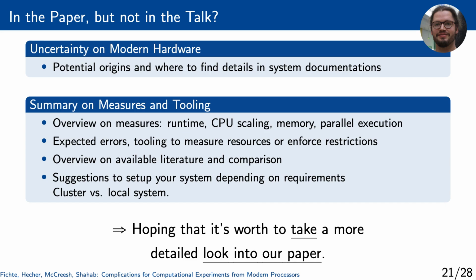In the paper, we provide insights beyond these two simple experiments. We state potential origins and where to find details in system documentation, which might be a good starting point for additional future investigations. We provide an extensive overview on standard measures, runtime, CPU scaling, memory consumption, and parallel execution. We explain expected errors, tooling to measure resources and potential pitfalls, as well as tooling to enforce runtime restrictions, which can be far more complex than expected. We briefly survey available literature, which hopefully serves as an entry point for young researchers in the future.